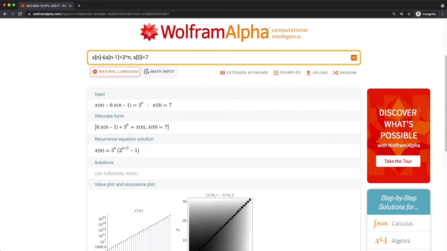Let's go ahead and look at the next recurrence relation. That was our second order recurrence relation. So it was x sub n minus 4 times x sub n minus 1 plus 3 times x sub n minus 2 is equal to 2 to the power of n minus 2. And we had an initial condition, x sub 0 is 5, and x sub 1 is 6.